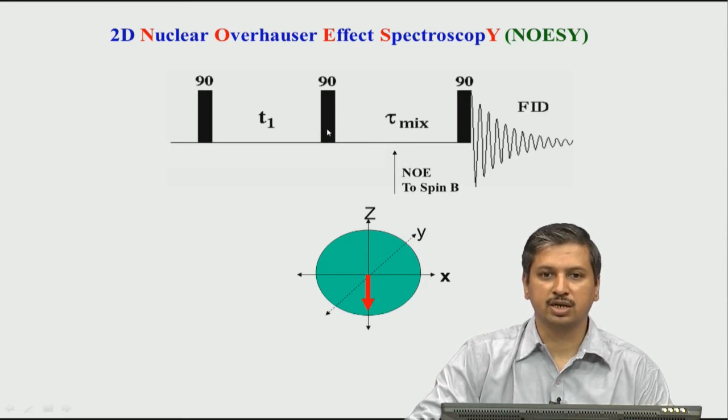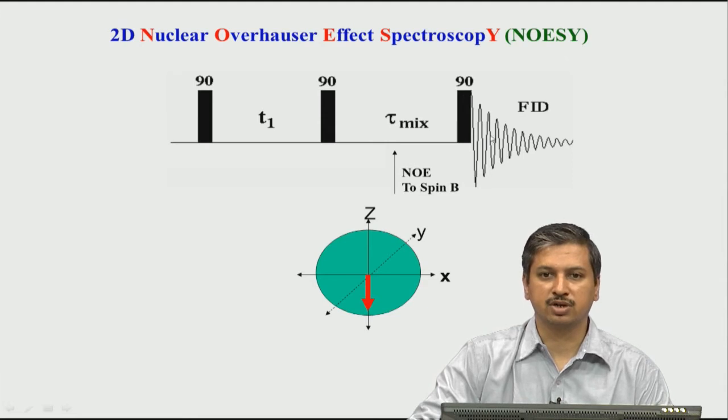So, the basic idea is during this period the two spins are allowed to interact with each other through space, that is through the dipolar coupling, which is basically responsible for the NOESY effect, and during this period the magnetization is transferred. After the magnetization is transferred, you apply one more 90° pulse, which now brings the spin B into the xy plane, and then it starts evolving. This is called evolution.